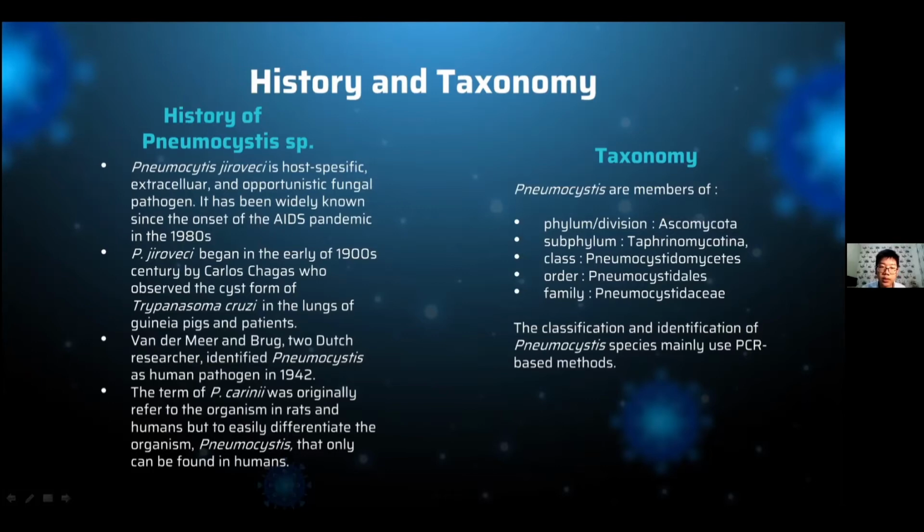Next is about the taxonomy of Pneumocystis. These are the taxonomy levels, starting from the phylum, subphylum, class, order, and family. Regarding the species, most of the species are identified mainly using PCR-based methods, and only a few species have been categorized and named according to the International Code of Botanical Nomenclature rules, which are Pneumocystis jirovecii, carinii, murina, wakefieldiae, and oryctolagi.